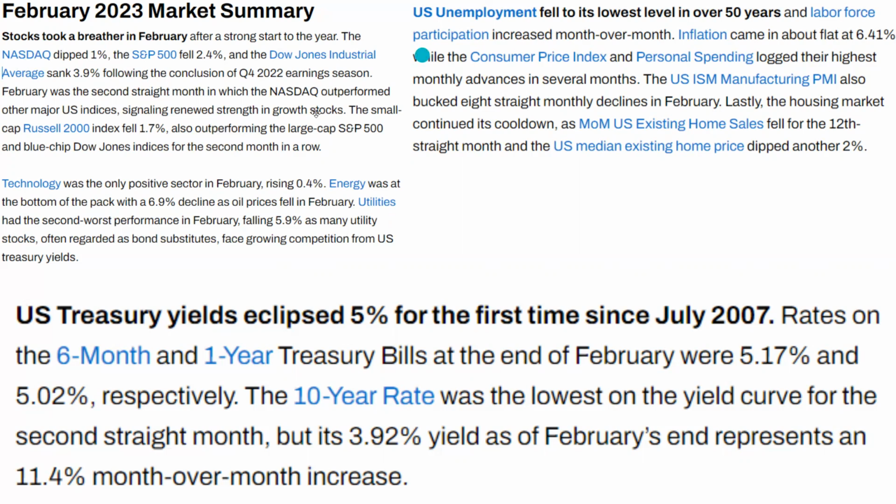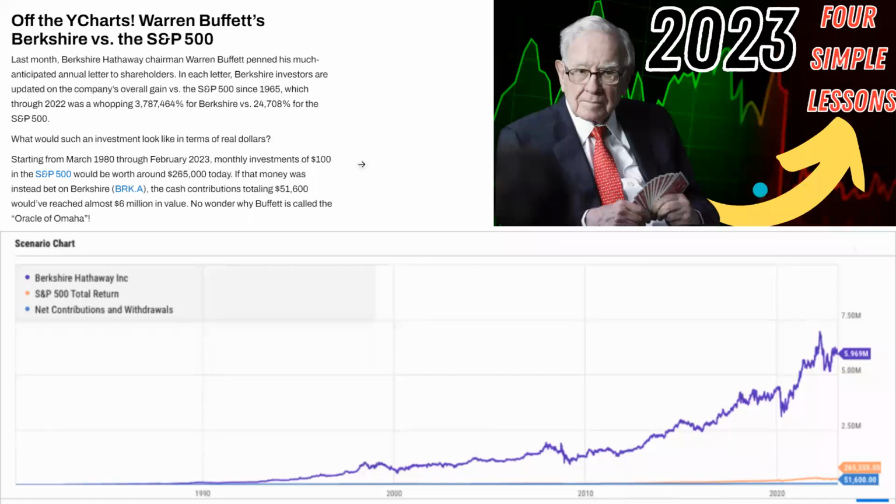Now, U.S. unemployment fell to its lowest level in over 50 years, and labor force participation increased month over month. Inflation came in about flat at 6.41%, while CPI and personal spending logged their highest monthly advances in several months. The U.S. ISM manufacturing PMI also snapped 8 straight monthly declines in February. Lastly, the housing market continued its cool down as month-over-month U.S. existing home sales fell for the 12th straight month, and U.S. median existing home prices dipped another 2%.